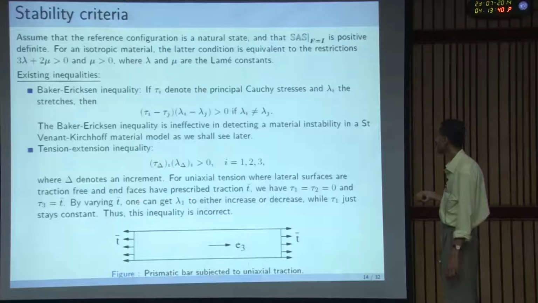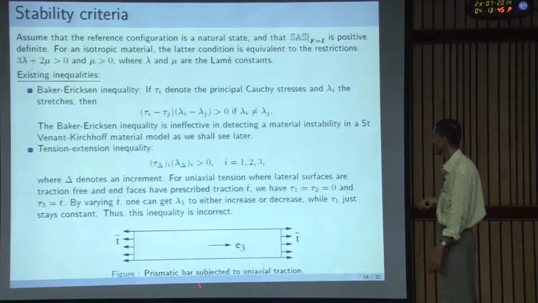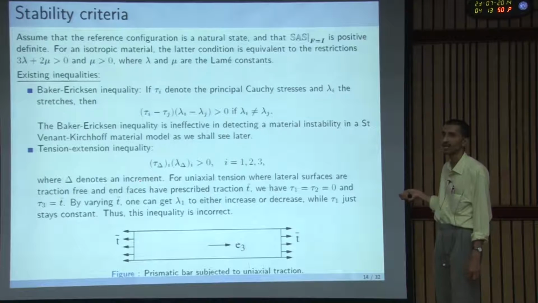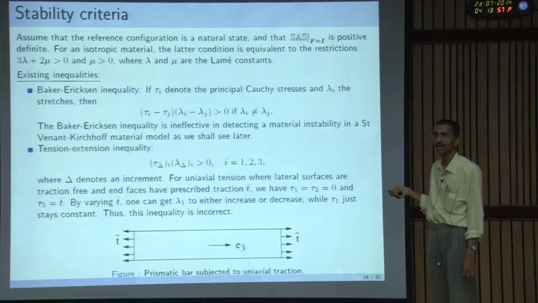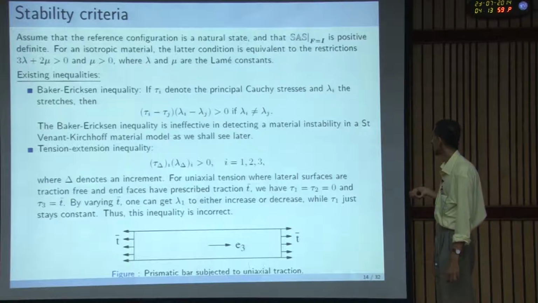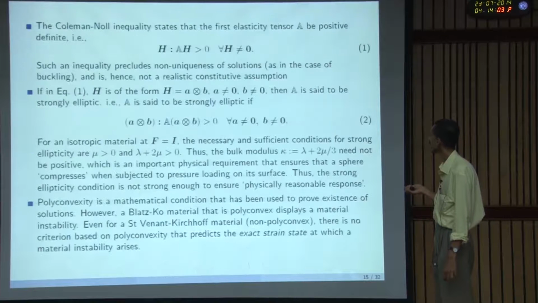And then by varying t bar, you can get lambda 1, which is the stretch in the transverse direction, to either increase or decrease while tau 1 just stays constant. So that's why this inequality is incorrect, because basically it just comes out to be 0. You do not get the strict inequality here. So similar shortcomings are there in other inequalities also.